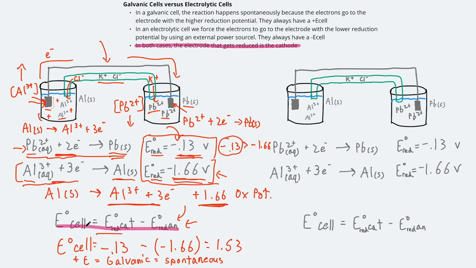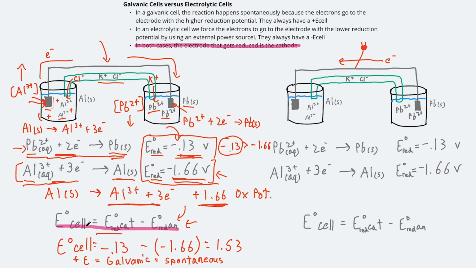Notice how on the right side we have the exact same setup as the left side. The only difference is we're going to take this galvanic cell and we're going to plug it into an external power source, and we are going to force the electrons to go the opposite direction. So naturally the electrons want to go to lead, but we're going to use this external power source to force them to go to aluminum.